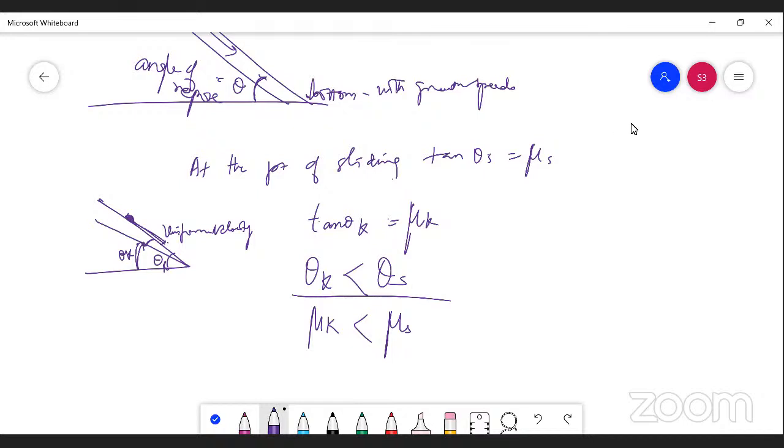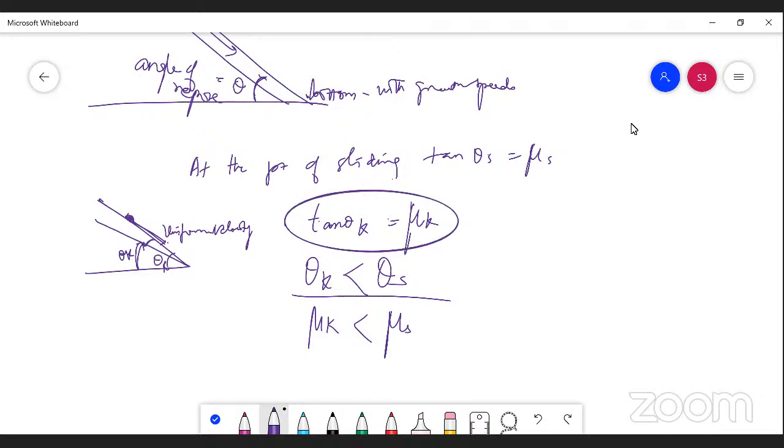So when the object is placed over an inclined surface, the object will begin to slide down when the angle of inclination is equal to angle of repose. We can say that as the sliding angle theta s. So as the object starts moving, you just lower the angle of inclination so that the object placed over the inclined surface moves with the uniform velocity. So you just note down that angle. We call that angle as theta k, angle of kinetic friction, from which we can calculate tan of theta k is equal to mu k.